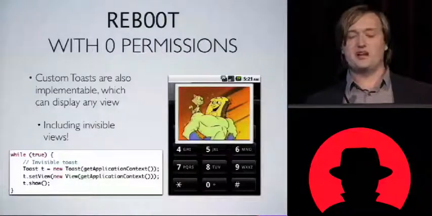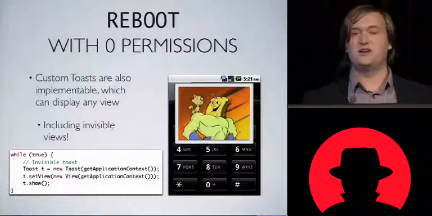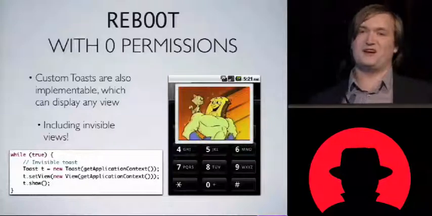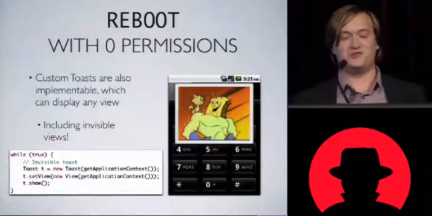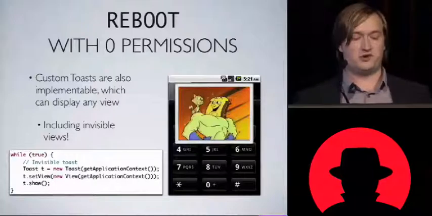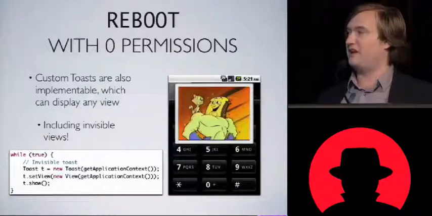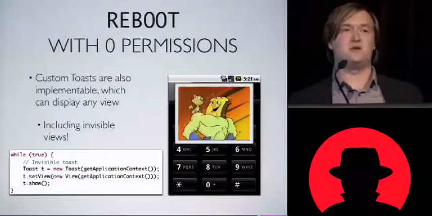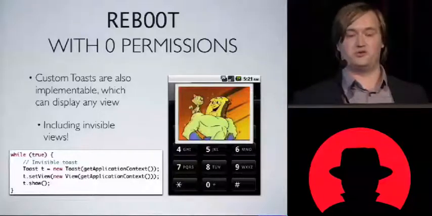So we can actually do something that's called a custom toast. So we don't have to just display text. We can actually display any view that we want. So here's an example of Powdered Toast Man, an image of Powdered Toast Man being displayed on top of the phone screen as our custom toast. But we can also create a custom toast that is completely invisible. So here, this code snippet just shows creating a new view with nothing in it and then showing that. So this is completely invisible. The user has no idea that anything's going on except maybe that their phone is heating up a bit, and then in 20 seconds their phone will just reboot.